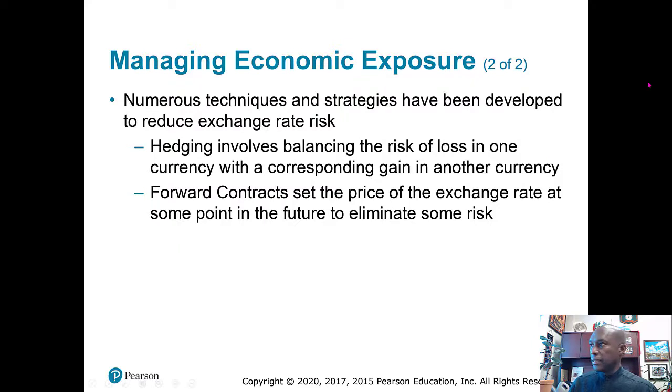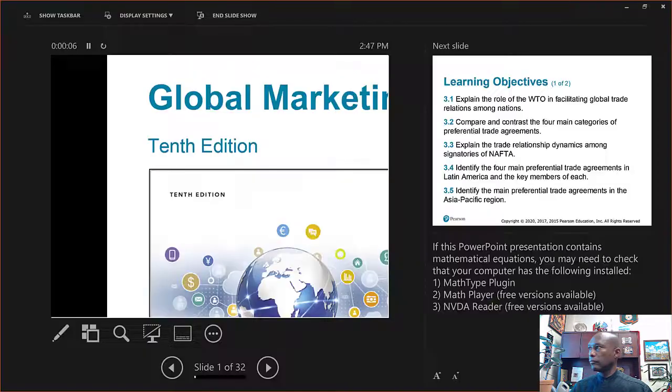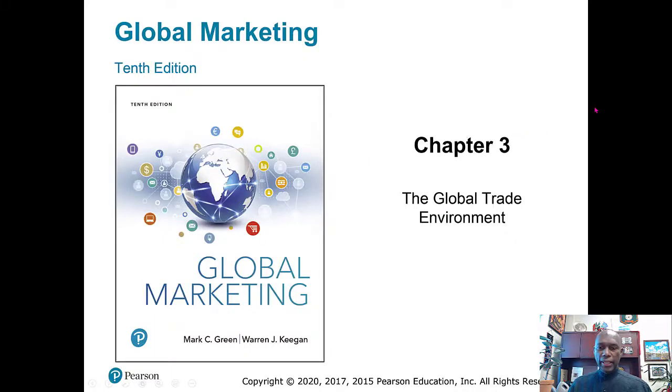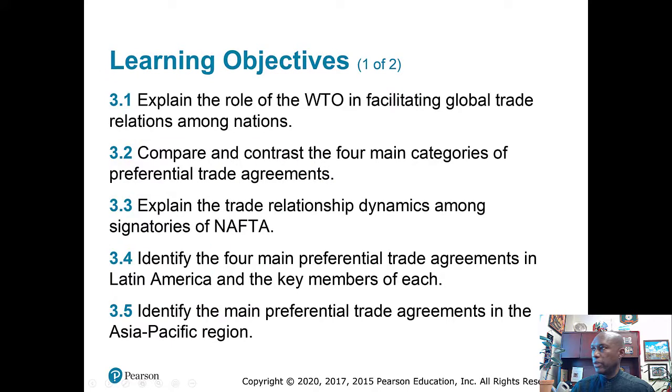And then lastly, as I close here, we're at about the hour mark. Lastly, you have the global trade environment. And this is more dealing with regional groupings. And I mentioned earlier the EU and the USMCA.